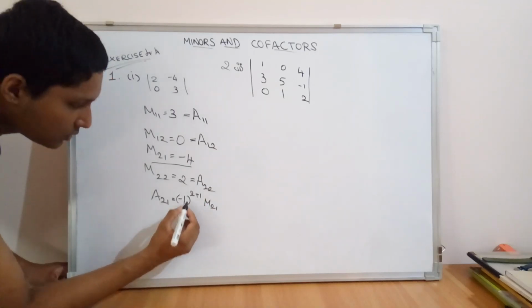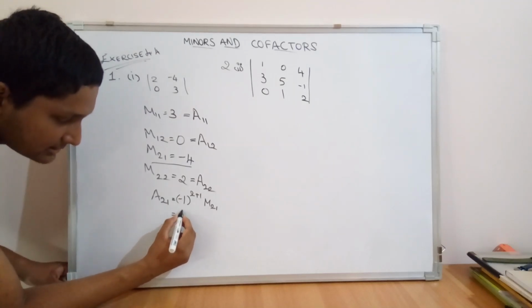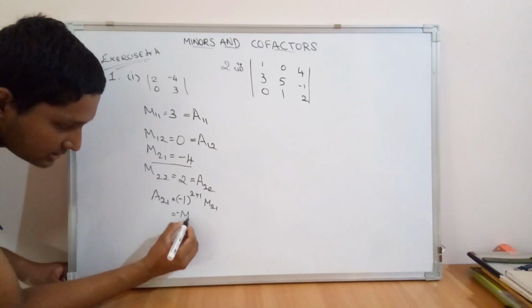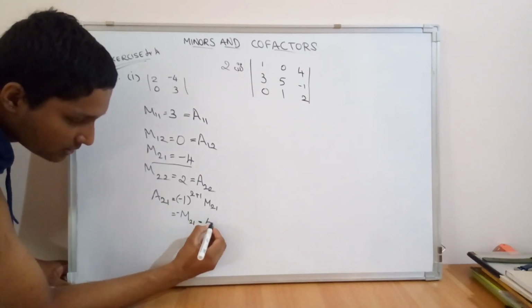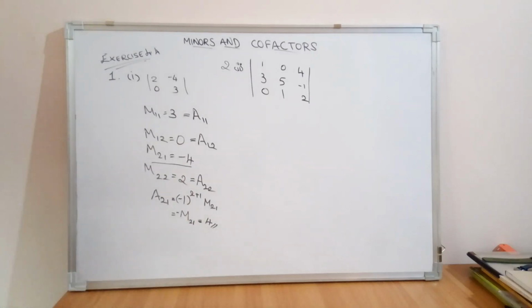Okay, M21 was minus 4, and minus 1 whole raised to 3 is going to be minus 1. Minus 1 into minus is going to be plus. Therefore it is minus M21, or 4 I can write. Okay, this is all about the first subdivision.